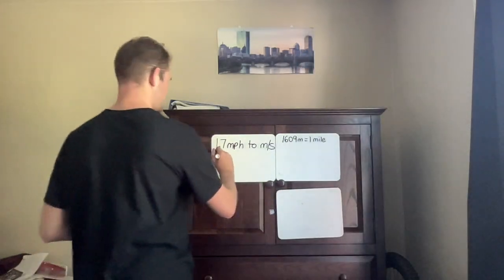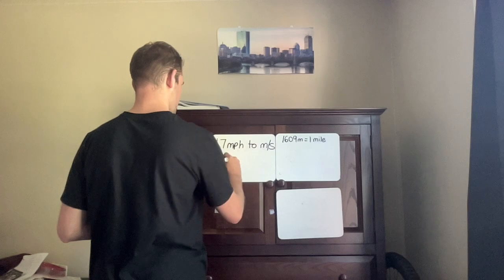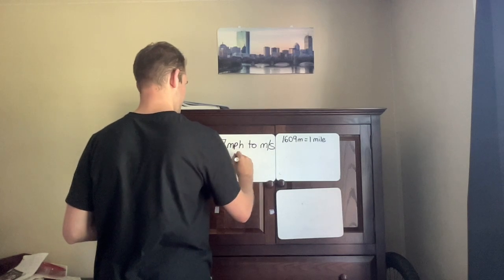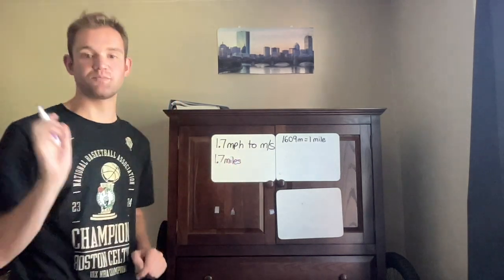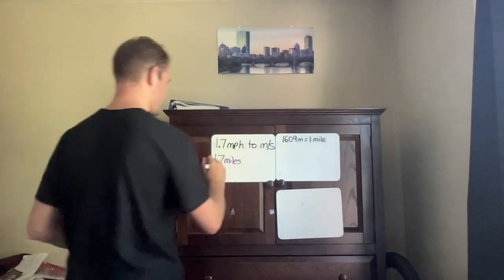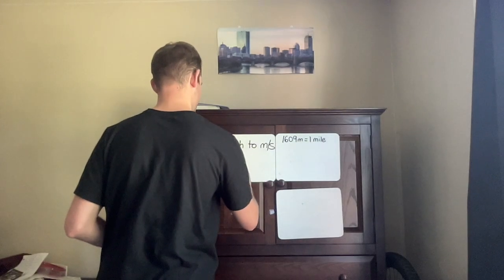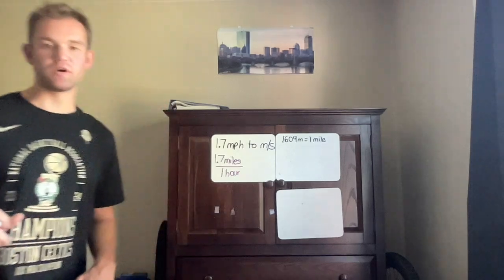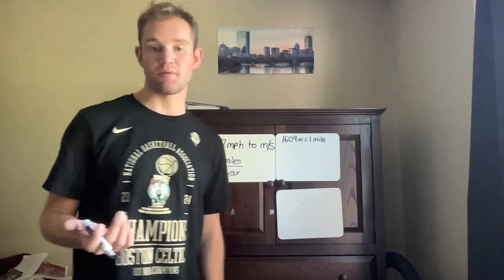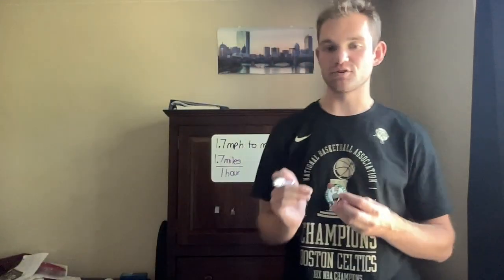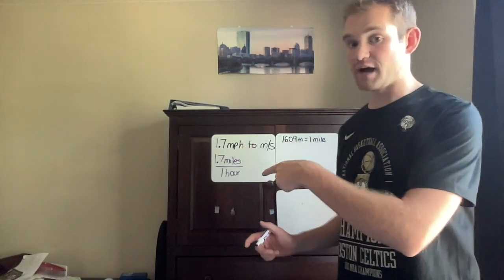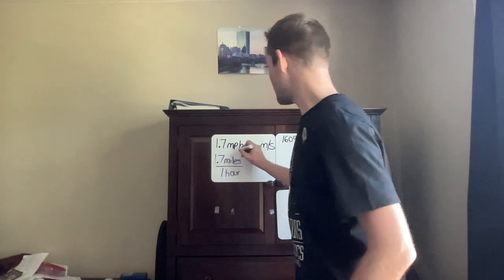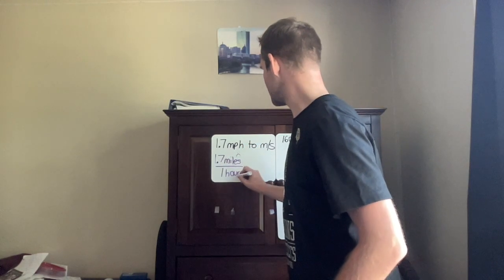So 1.7, you're going to put miles on top. And because it's per hour, it's per 1 hour. So we're going to put 1 hour on the bottom. So we have 1.7 miles in 1 hour. Now, we need to get this to meters per second. That's 2 units that we got to change. We don't like miles, and we don't like hours.